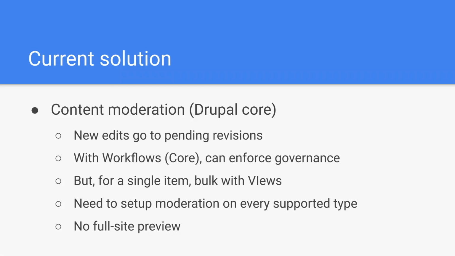If you enable workflows, you can enforce the governance, at the same time, with a draft to review to approval to published workflow. But right now you can only do that for a single item. You can't publish a group of items. You have to set up moderation on every supported type.